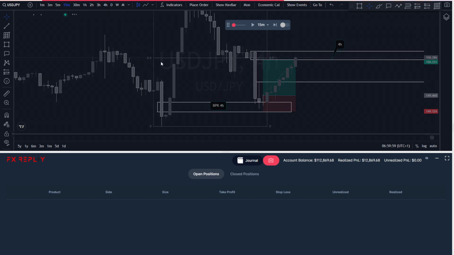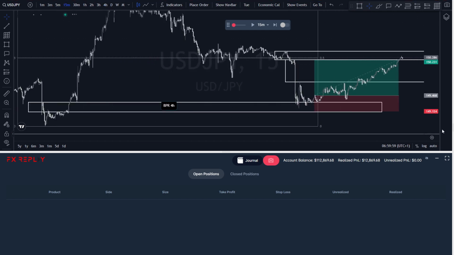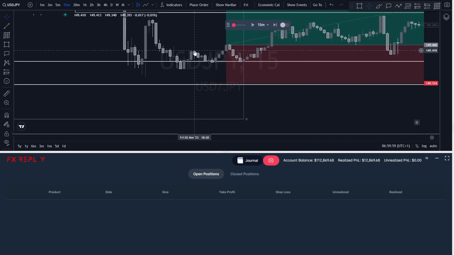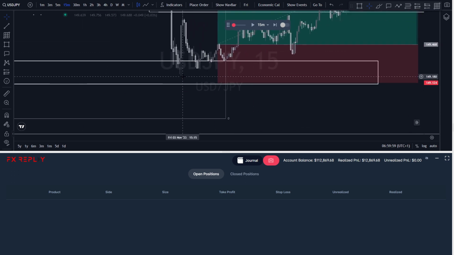And on a break of structure, I entered. I entered kind of late because I wanted a break of structure above this area. So I entered right here, with the stop loss below this sweep right here.